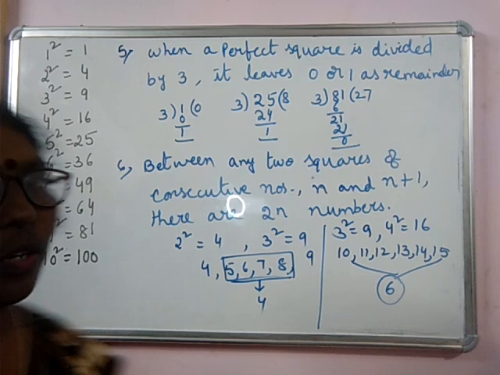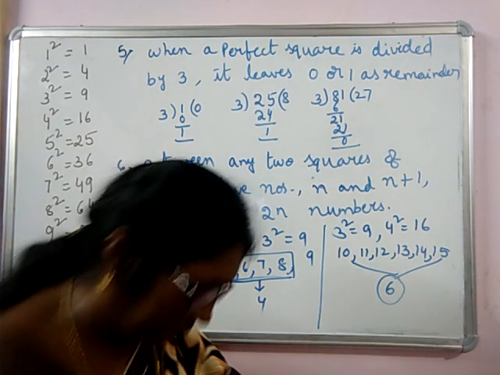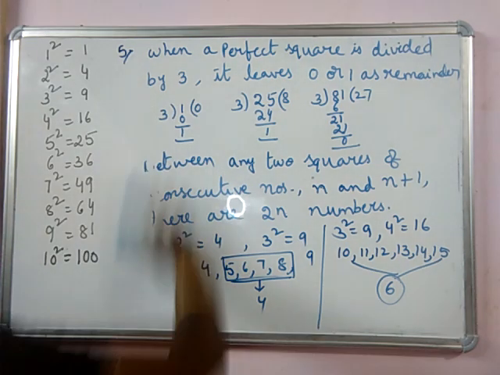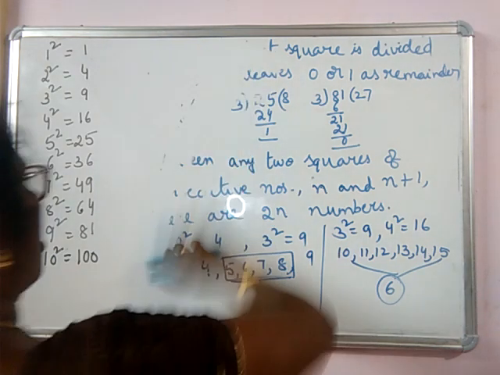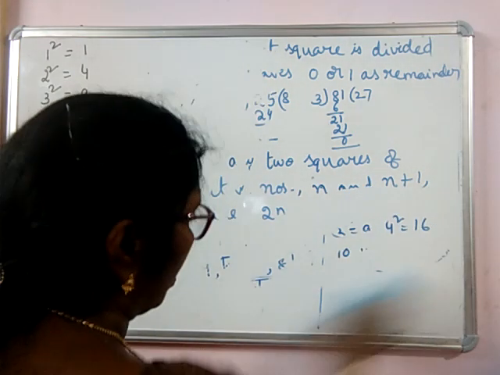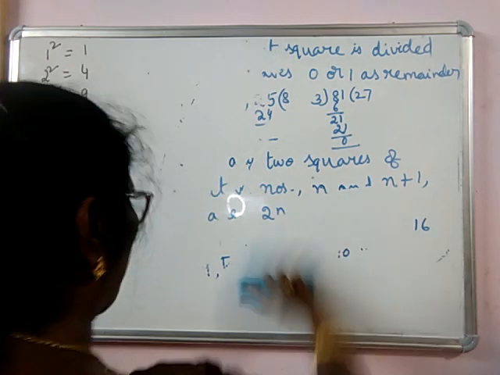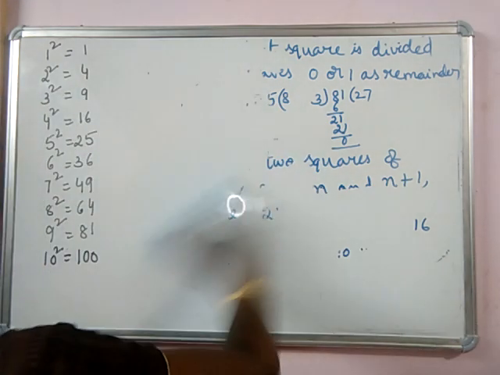Okay. And only one more property is left, that is, what are Pythagorean triplets?